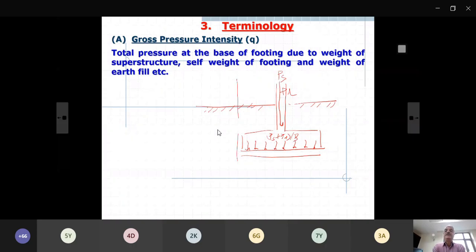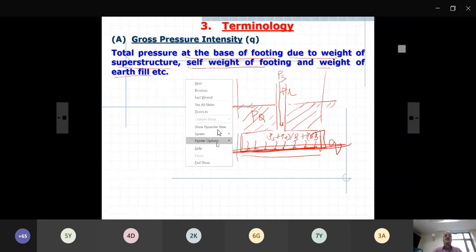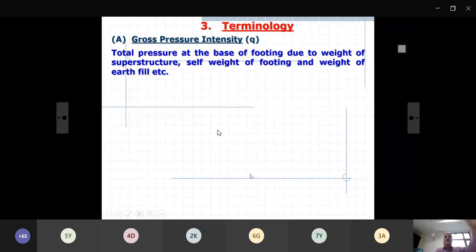In addition to that, you take the weight of this earth fill also, say gamma times D. So you will add plus gamma D also here. So this is your gross pressure intensity that we call Q. So it is total pressure at the base of footing due to weight of superstructure, self weight of footing and weight of earth fill. Gross pressure intensity. Simple. At this level, how much pressure my strata at that level is subject to, that is Q.